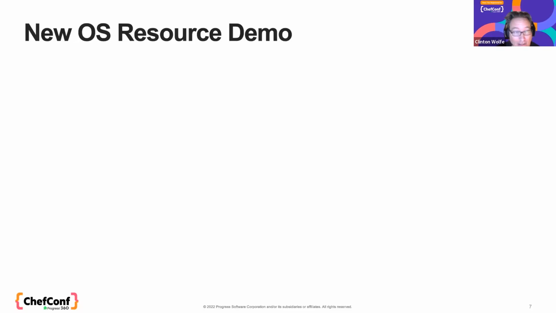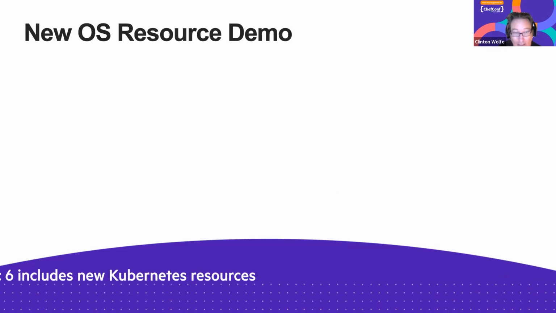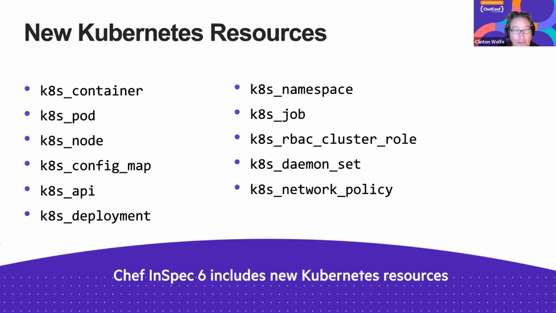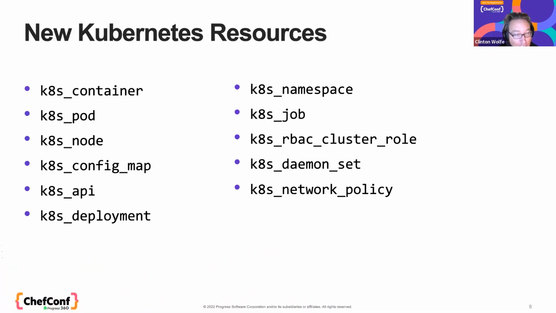Thank you, Sonu. That was fantastic. Wonderful examples of new resources to be had on the OS level. We've got all sorts of great stuff, but we've also got great stuff coming up at the container level with our new Kubernetes resources. We've got all sorts of support for Kubernetes resources, including container, pod, node, config map, API deployment, namespace, job, cluster role, and daemon set network policy. And all of these are available in plural resources too.